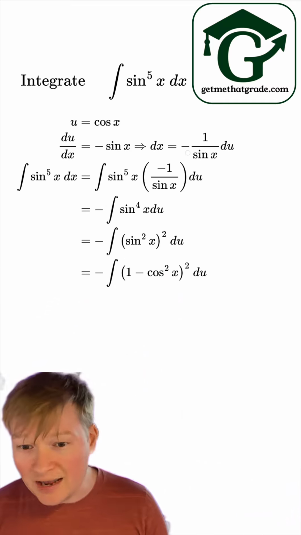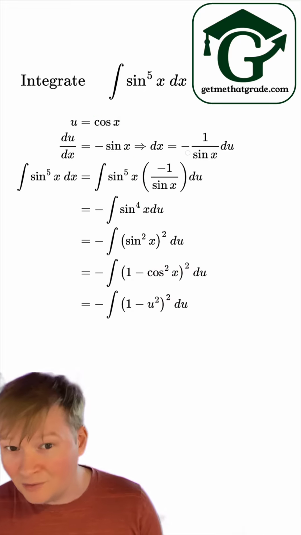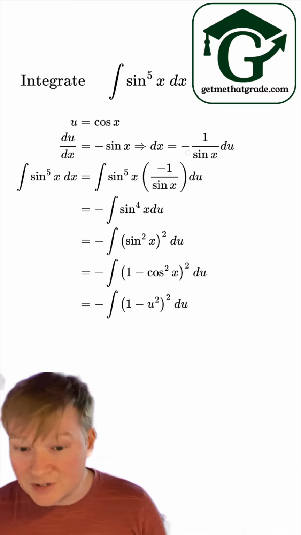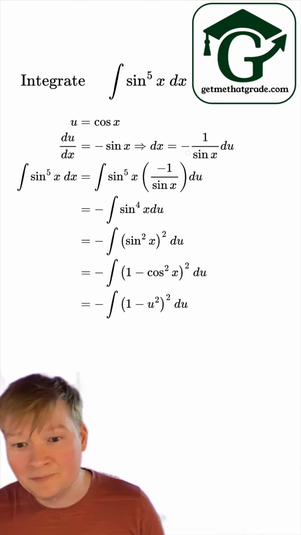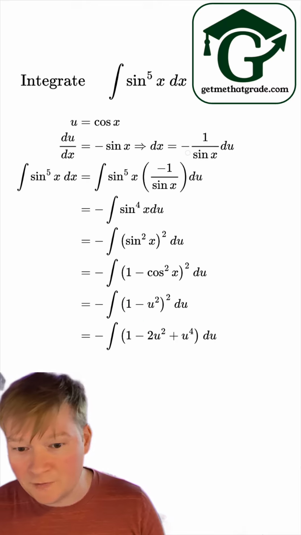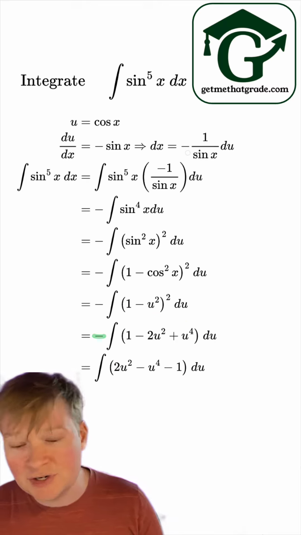And how can we relate cos squared back to u? Well, it's going to be u squared. So this is going to be 1 minus u squared inside the bracket there. And then we can expand the brackets. We can actually square all of this stuff to get this. And then if we apply the minus sign to everything, just to tidy it up a little bit, we'll end up with this. And now this is ready to integrate.